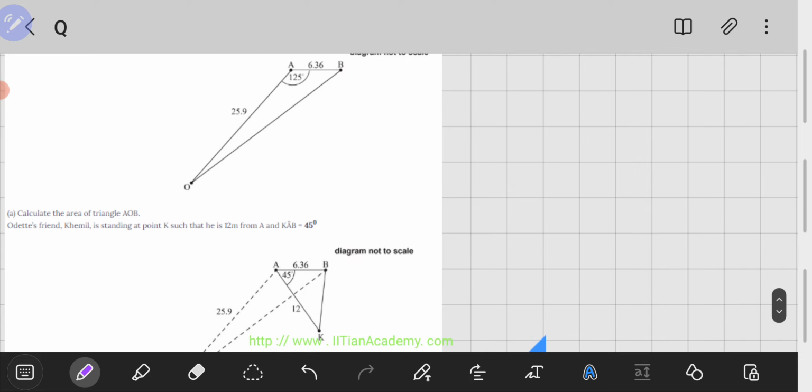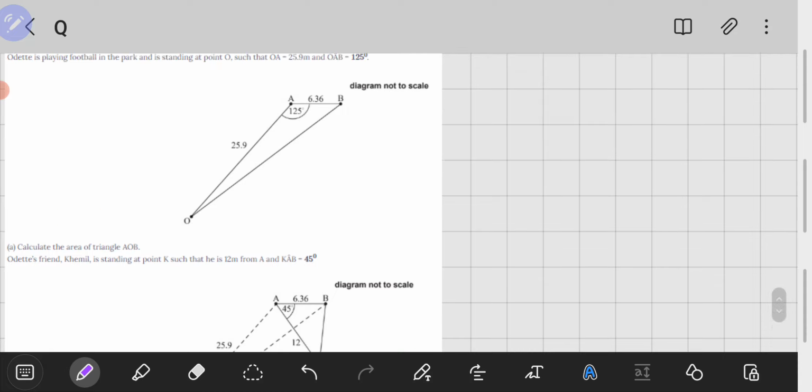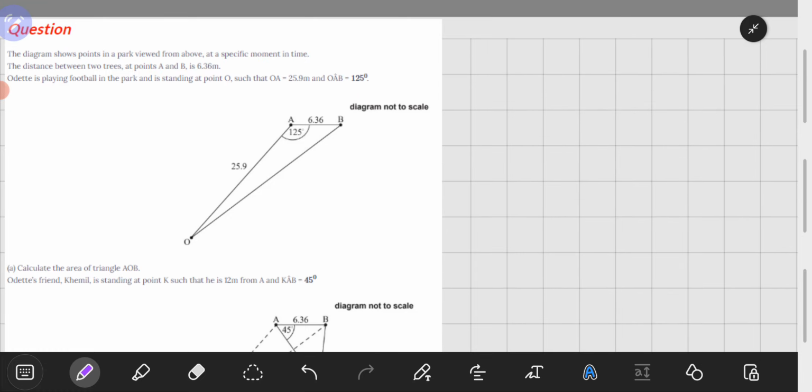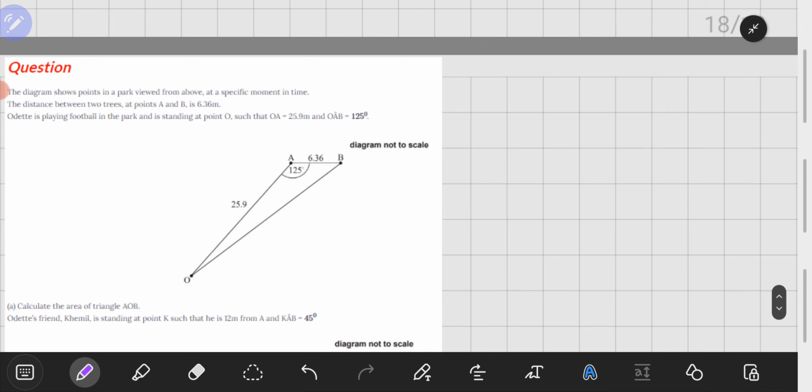For question 1, we're asked to calculate the area of triangle AOB. One equation that we will need for this question is that H is equal to a sine theta.